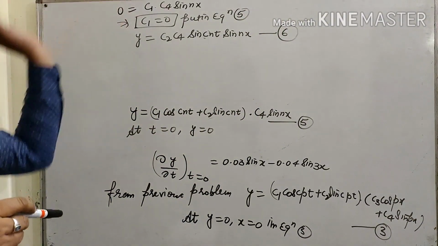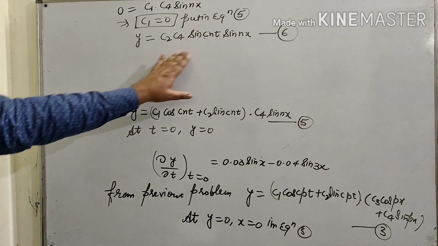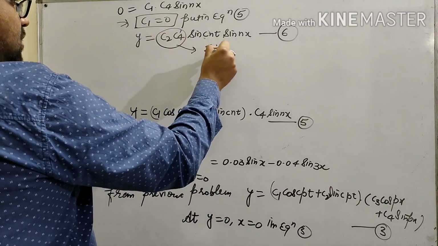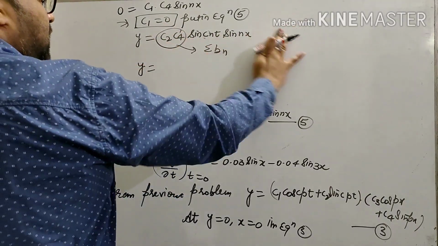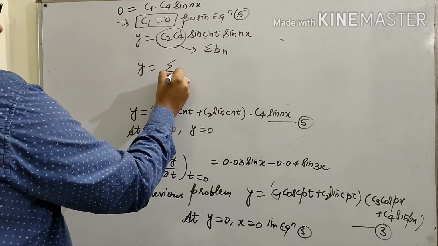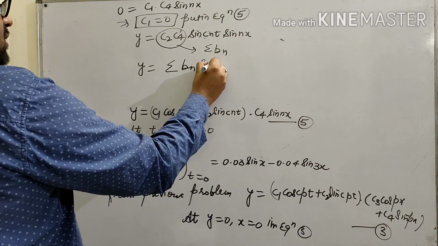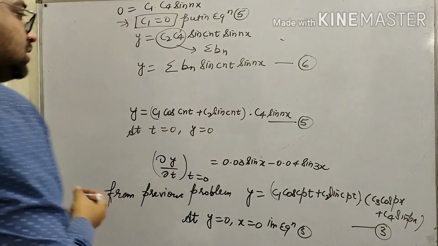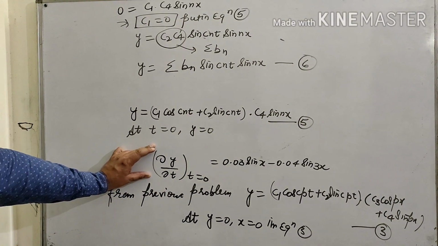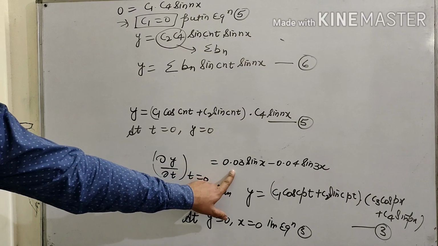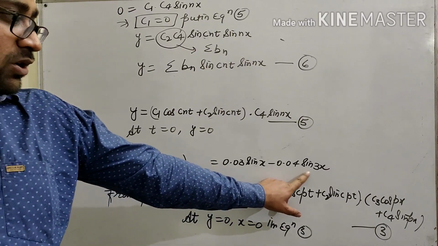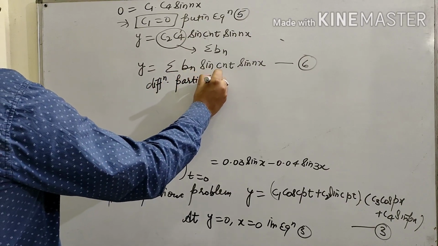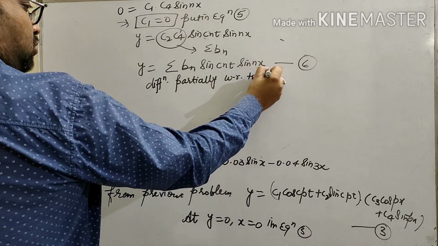As stated in the previous lecture, this is a Fourier sine series. So we can take this entire function as sigma bn. So we can write y as sigma bn sin cnt sin nx. So this is equation number 6. Now this condition also exists: del y over del t at t equals 0 is equal to 0.03 sin x minus 0.04 sin 3x. Differentiating partially with respect to t.